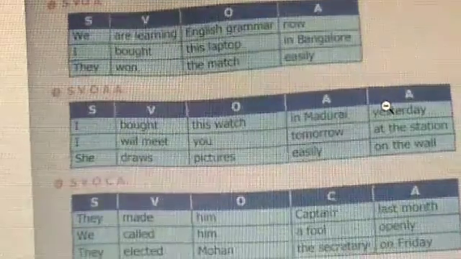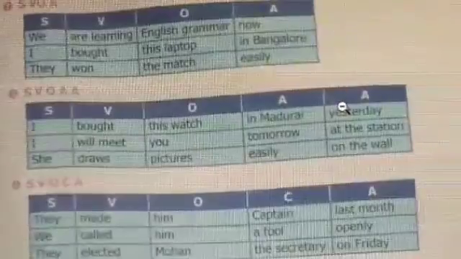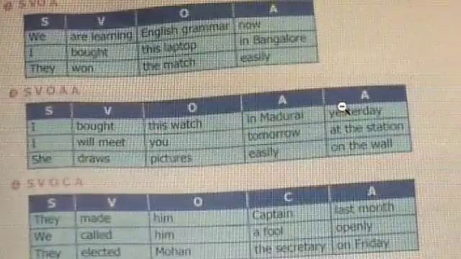They won the match easily. How did they win the match? Easily. So it is adjunct.